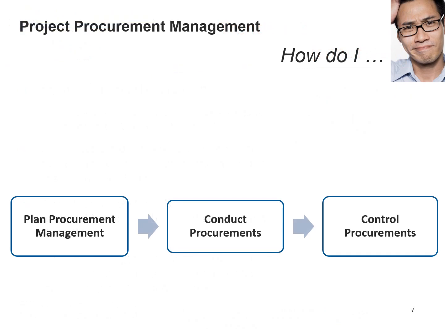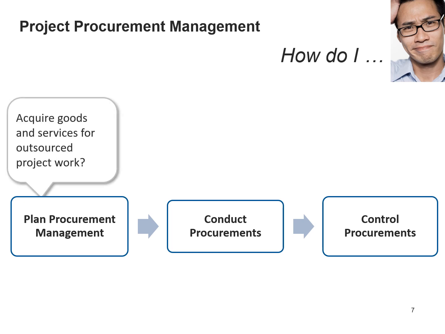Here are the 3 processes. The first is plan procurement management, and what happens here is you make a decision as to whether or not you're going to outsource part of the project, any or even all of the project. So that's where a make versus buy analysis is done. And if you decide that you do want to outsource, then you would have to select what would be an appropriate contract type for it, and who you would look to as vendors. So there's a whole number of decisions and analysis that would have to take place.